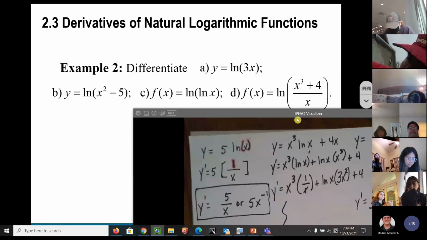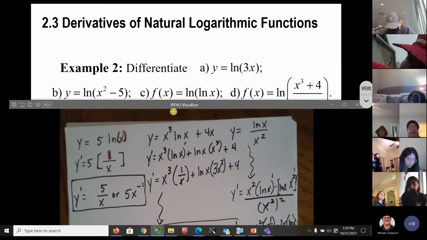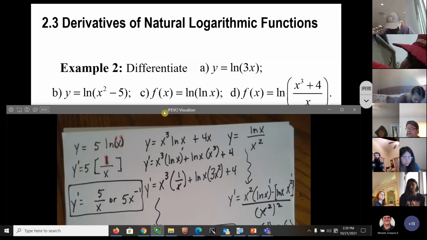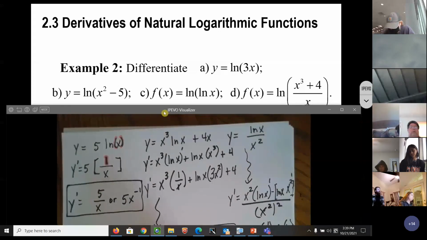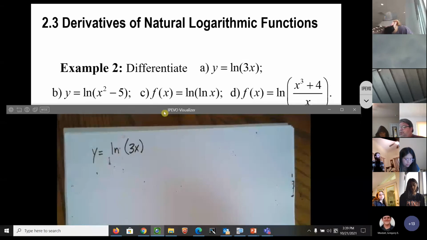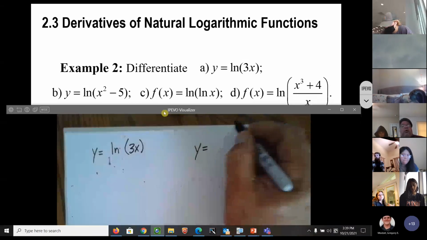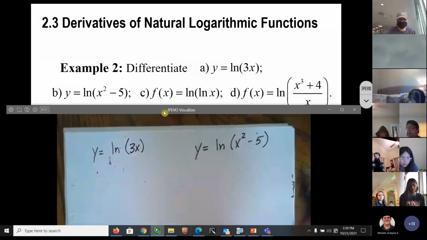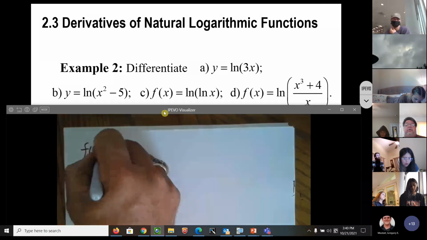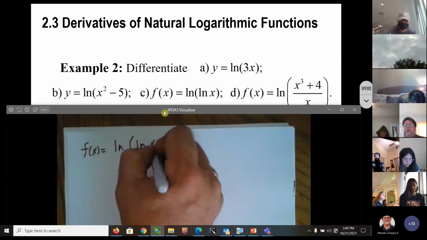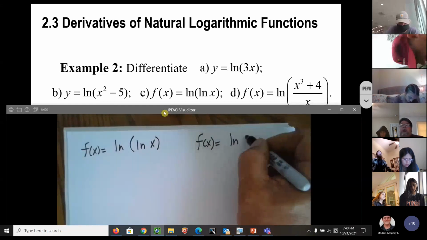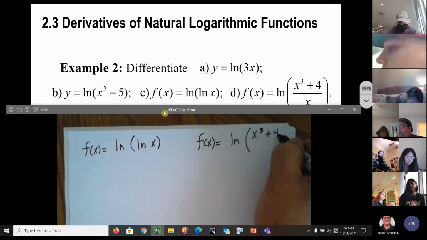oh, that's 4 different problems. Okay, write down those 4 problems. I'm going to put 2 to a page. We're going to work as far as we can before some of y'all start convulsing. So y is equal to natural log of 3x. y is equal to natural log of x squared minus 5. f of x is equal to natural log of the natural log of x. And f of x is equal to natural log of x cubed plus 4 over x.